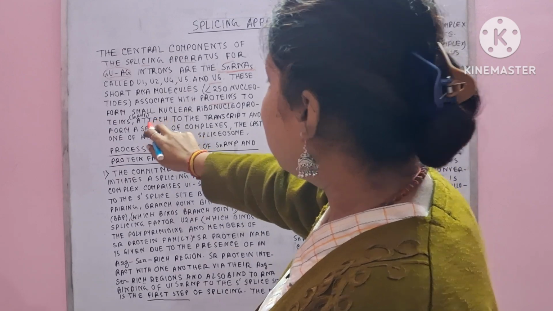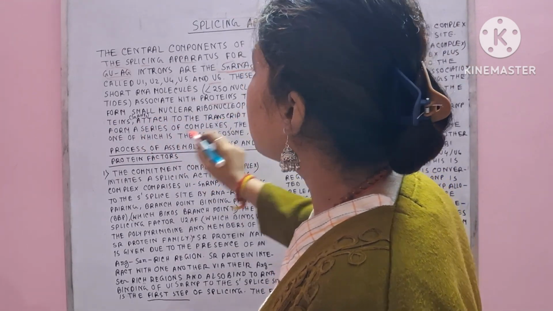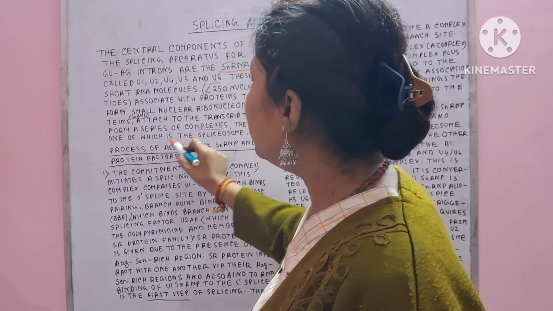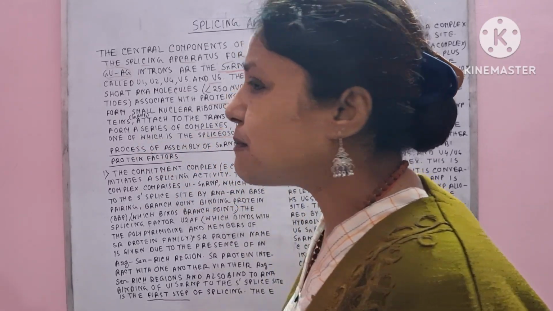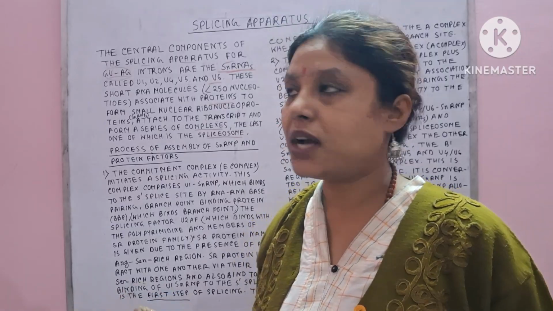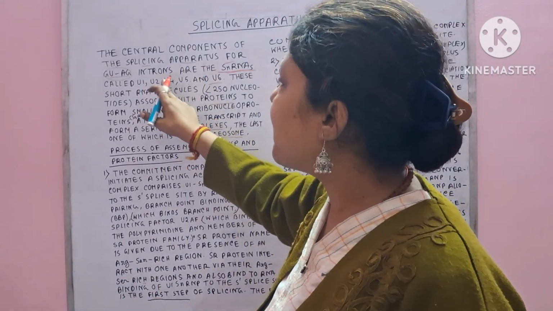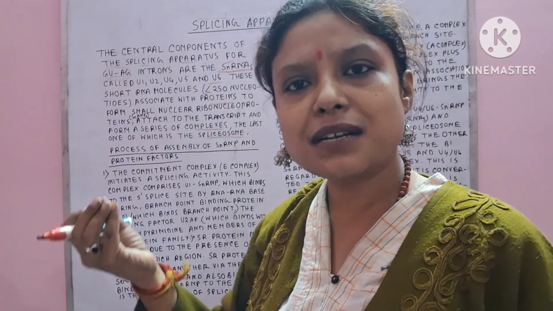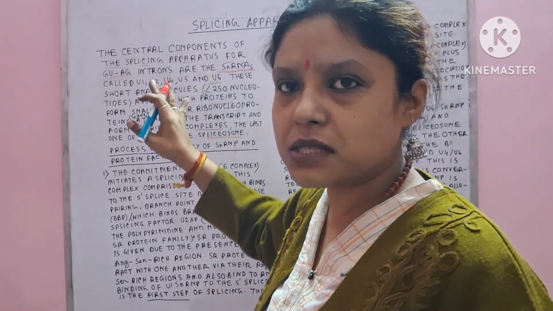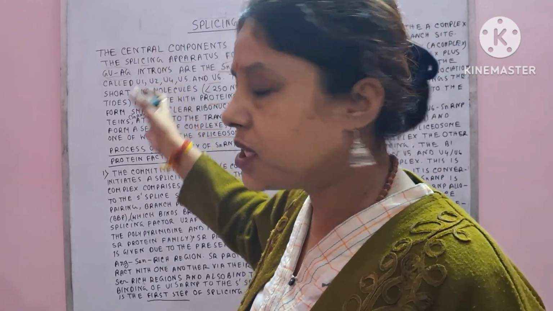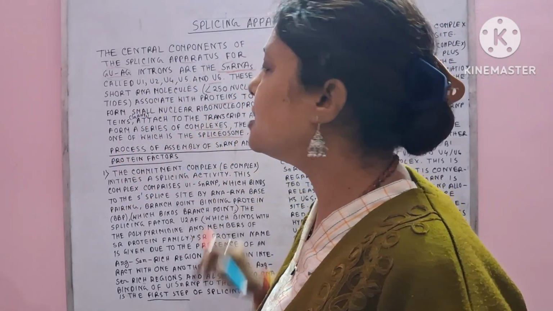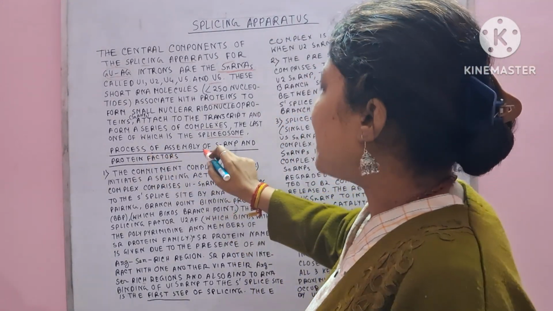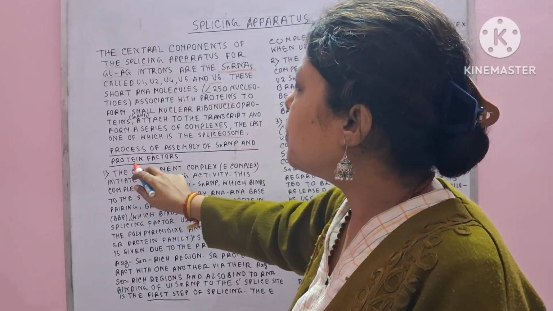They attach to the transcript and form a series of complexes, the last one of which is the spliceosome. So the spliceosome is not the first product when these RNA molecules with some proteins are involved; at last the product is formed by the reactions of these proteins and RNA molecules. The last product is called the spliceosome. Clear?